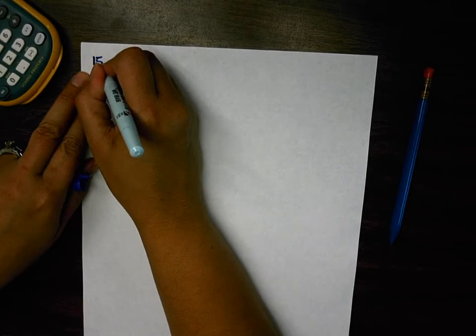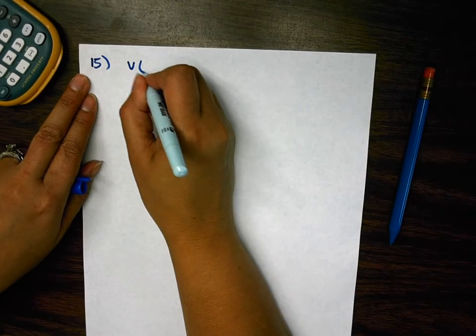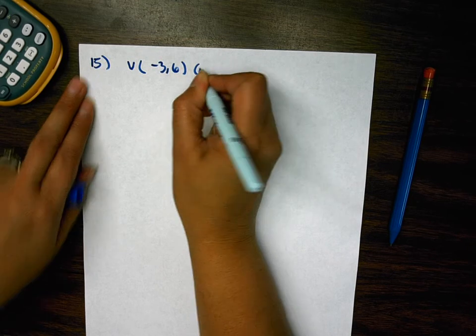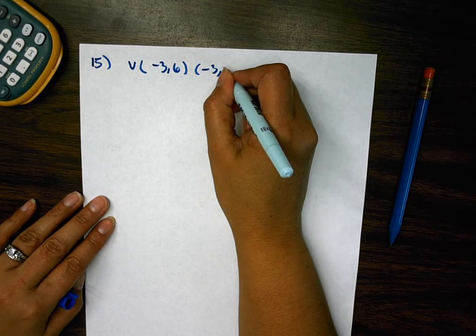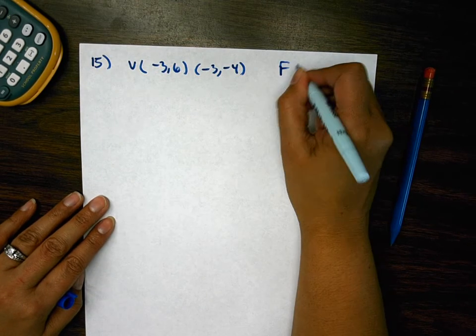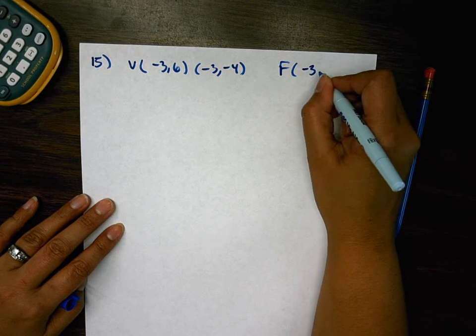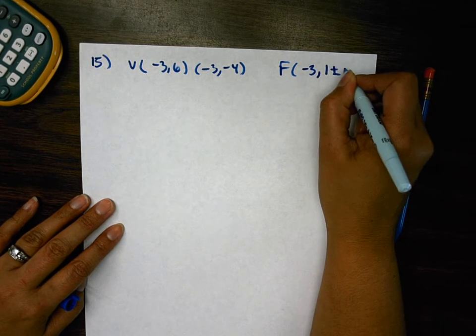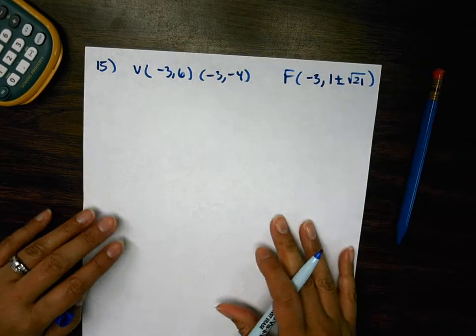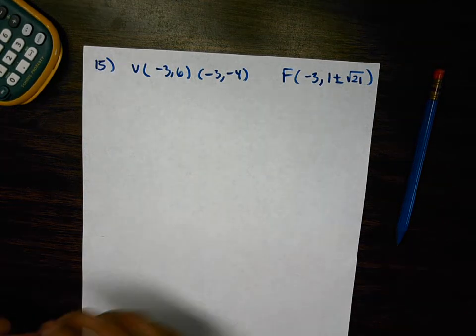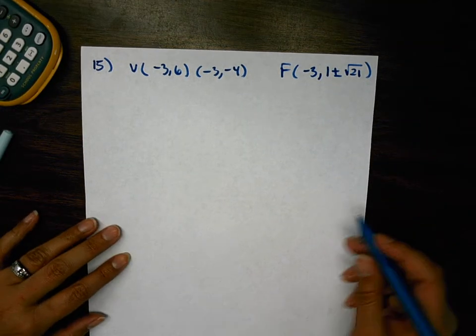The next one is 15. Did you guys still want to see 15? Okay. 15. What is it asking us to do? Write each equation with the given information. Okay, what's the given information for 15? Vertices of -3, 6, and -3, -4, and foci of -3, 1 plus or minus root 21. Oof. Okay.